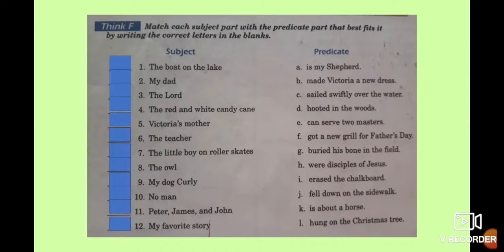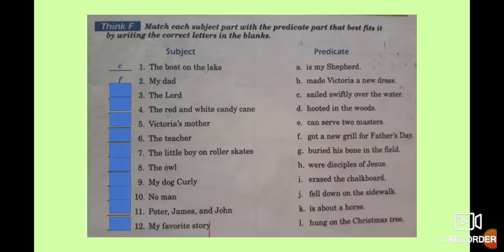Okay. Let's continue. This one is exercise F, in which we match each subject part with the predicate. We have two columns. First we have the subject and then we have the predicate. And we write a letter in the blanks next to the subject. Number one, the boat on the lake. In this case, the correct option is the letter C. The boat on the lake sailed swiftly over the water. We complete the sentence.